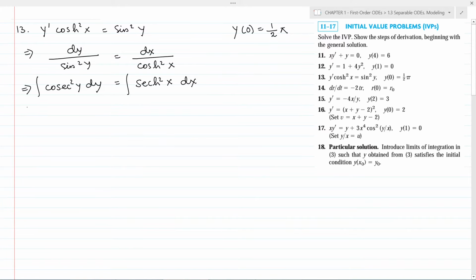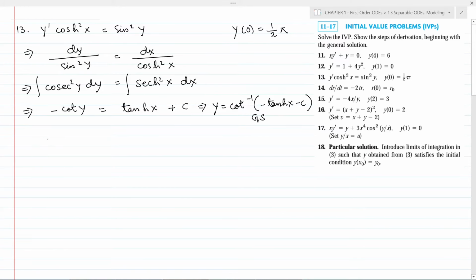and this implies, we know integration of cosec square y dy is minus cot y, and integration of sec hyperbolic square x dx is tan hyperbolic x plus c. So y is equal to cot inverse of minus tan hyperbolic x minus c, and this is the general solution of the differential equation.